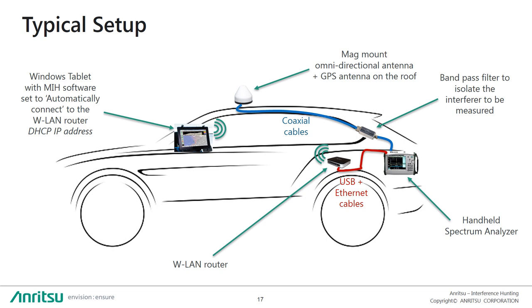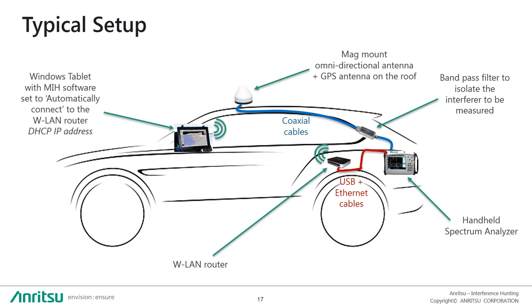This is what a typical setup would look like. You don't need physical access to the Anritsu handheld spectrum analyzer, so this can be placed in the boot. Instead, you connect the instrument through an Ethernet cable to a small WLAN router. On the dashboard, you then mount any Windows-based tablet where you run the Mobile Interference Hunter software. The tablet connects to the spectrum analyzer through the WLAN router. You then place a mag-mount omnidirectional antenna, including a GPS antenna, on the roof of the car and connect this to the analyzer.